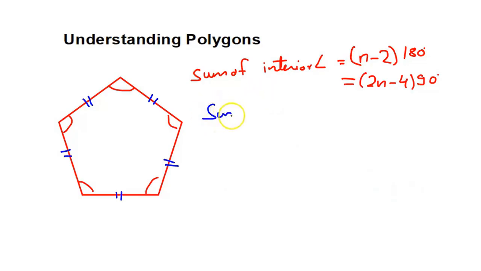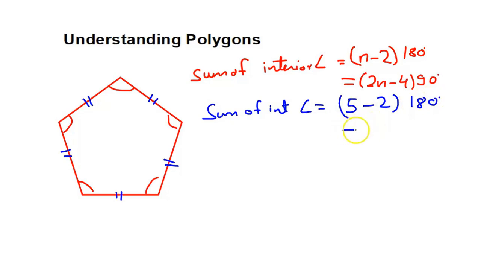So the sum of interior angles of this pentagon, it has 5 sides, so it's a pentagon, will be equal to 5 minus 2 multiplied by 180 degrees. So this is going to give us 3 into 180 degrees, that is 540 degrees. So that is how we can find the sum of all the angles of a polygon.